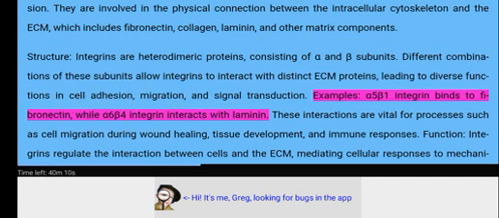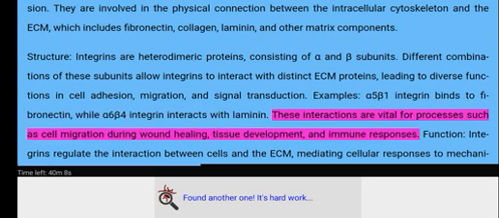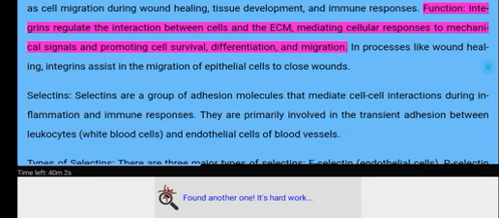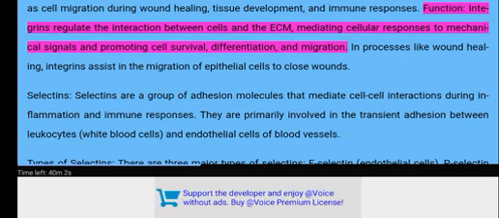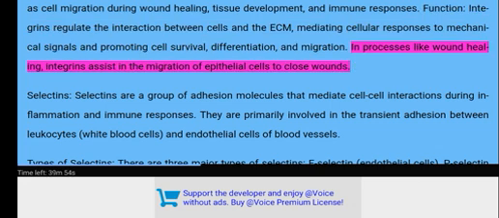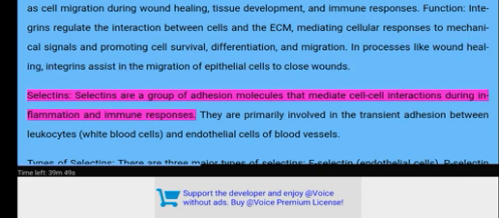Examples: alpha 5 beta 1 integrin binds to fibronectin, while alpha 6 beta 4 integrin interacts with laminin. These interactions are vital for processes such as cell migration during wound healing, tissue development, and immune responses. Function: integrins regulate the interaction between cells and the ECM, mediating cellular responses to mechanical signals and promoting cell survival, differentiation, and migration. In processes like wound healing, integrins assist in the migration of epithelial cells to close wounds.